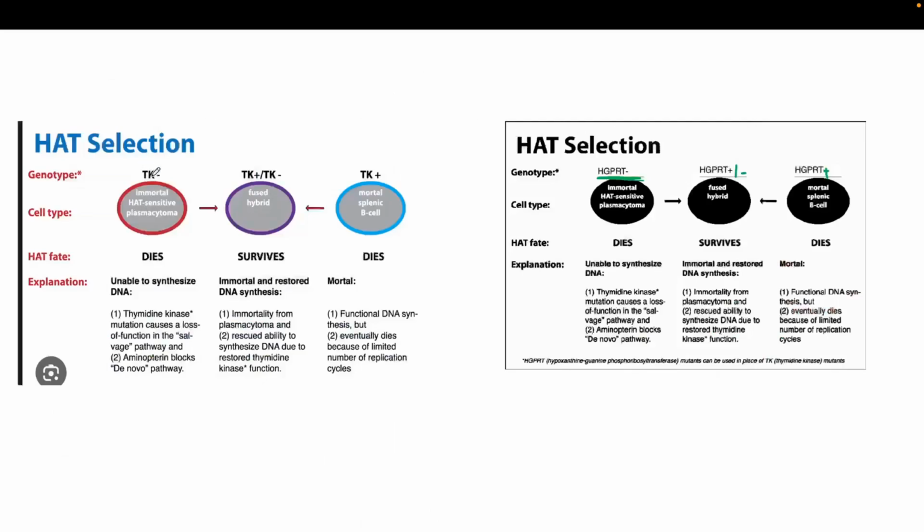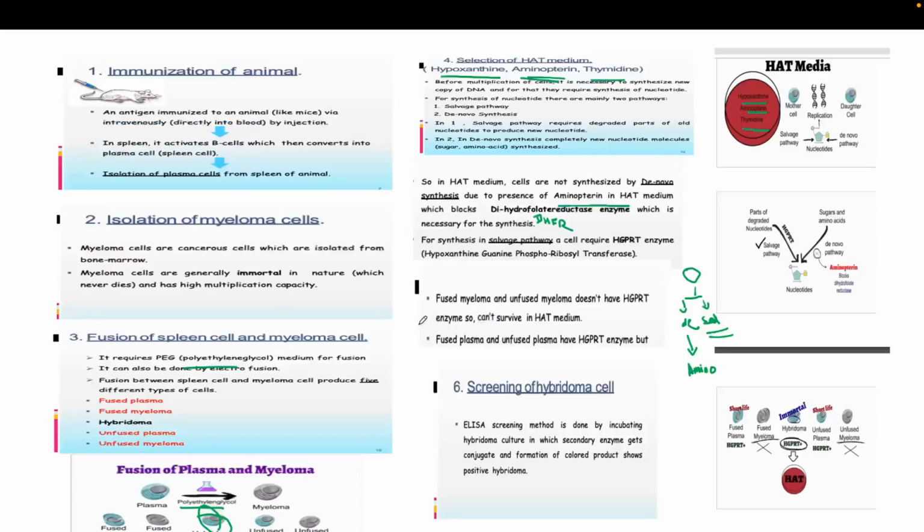Okay, so like that, this thymidine kinase is also negative in case of the immortal cancerous cell, and it is positive in case of the normal B cell. Okay, and these two properties are present in the fused hybrid or hybridoma cell, that's why it will survive and it can multiply into different hybridoma cells, and it can produce a larger amount of antibodies. Okay, so like that we have to screen.